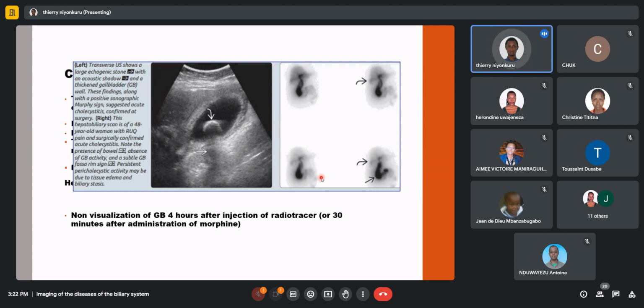So in this patient, on the ultrasound transverse scan, we can see this echogenic stone with posterior shadowing, but around it we can see this thickened gallbladder wall with minimal surrounding fat stranding, which is suggestive of calculus cholecystitis. And after injecting the radiotracer, in this old woman, we can see that there is this surrounding edema, here in white, which is also suggestive of acute cholecystitis.